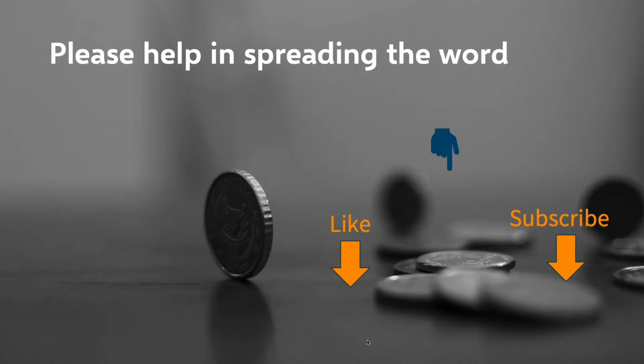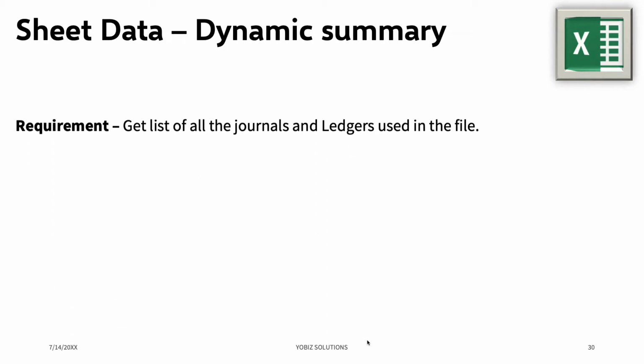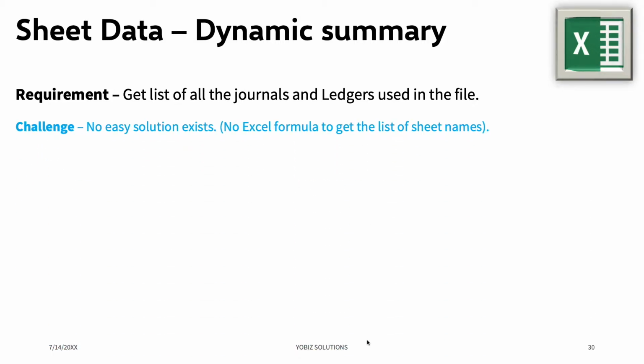So continuing on to the current segment, let's first define the basic criteria that we require before we develop the Visual Basic macro. The requirement here is that we need to get a list of all the journals and the ledger accounts used in the file, because each journal will represent a sheet, and so goes for the ledger accounts. Now the challenge is, however, that no easy method exists. There's no easy Excel formula that you can use to fetch all these sheet names in a range.